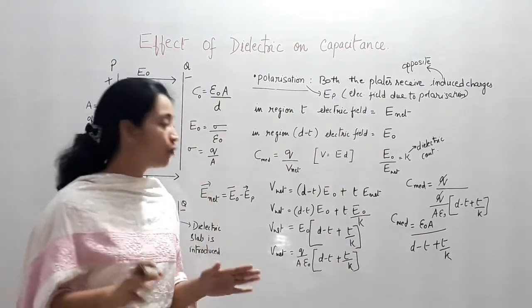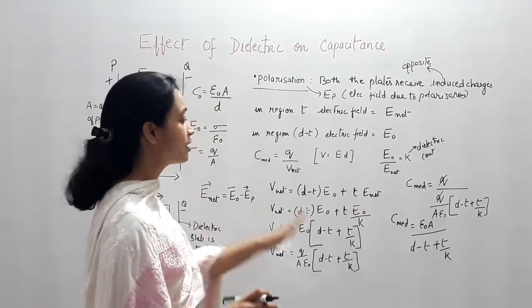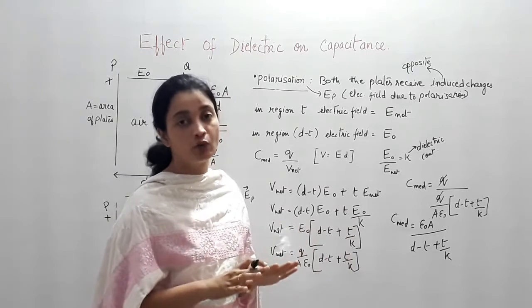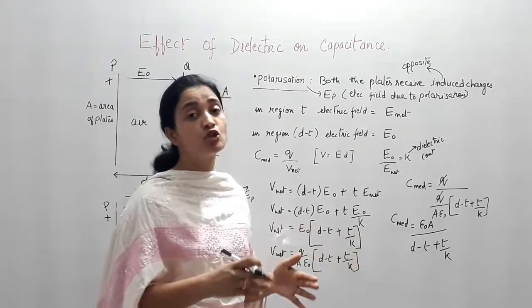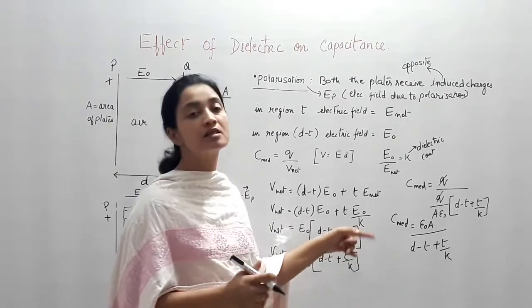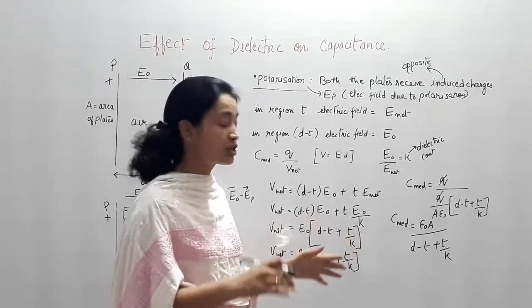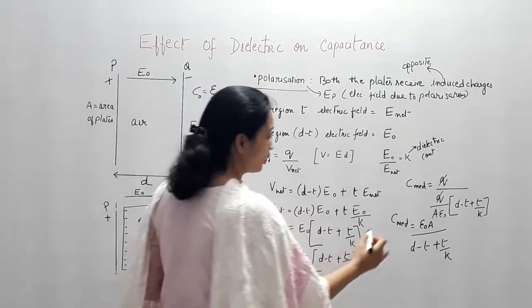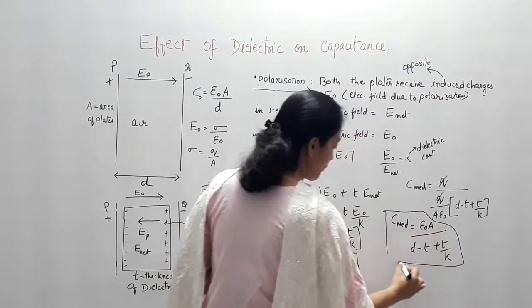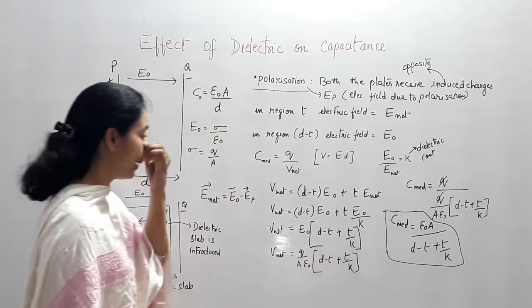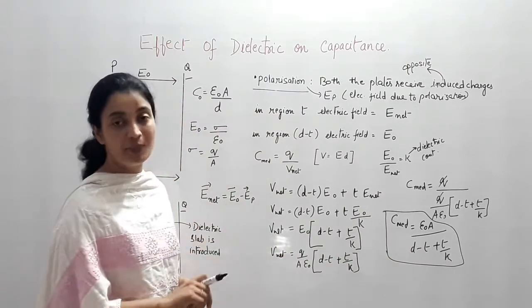And if I want to tell you that this is the final expression, actually what we need. This is the final expression. A little more rearrangement could always be done, but this is what we wanted to get. C medium is epsilon naught A upon D minus T plus T by K.